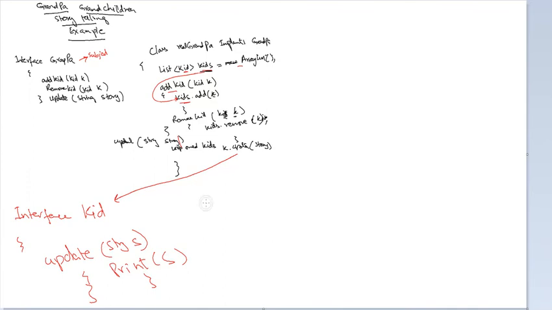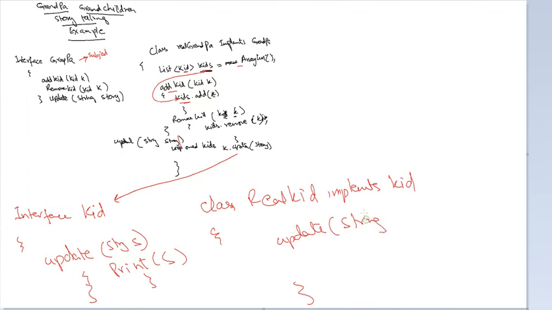So we have to implement our real observer class. Let's write class real kid implements kid, and of course it's an implementation of the update string s function, which is a story that prints s. Of course this print will not come in the interface, because in an interface there will be only a declaration of this function. So these are our four classes.